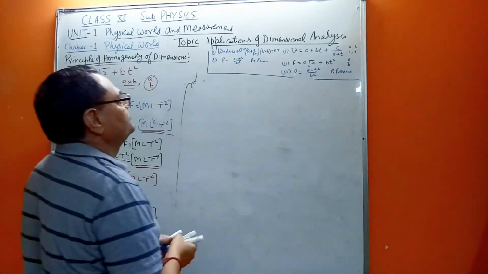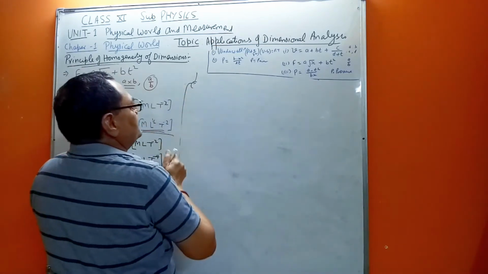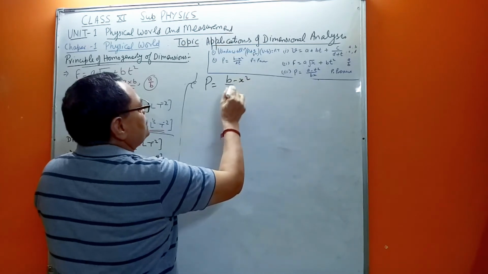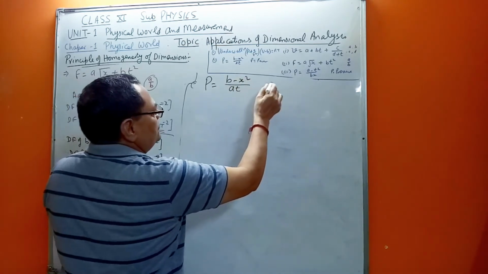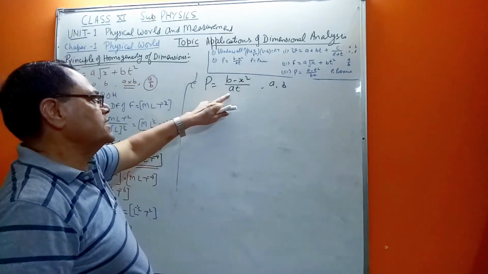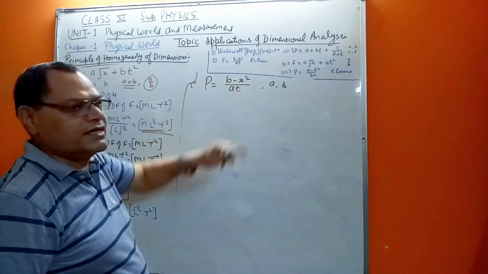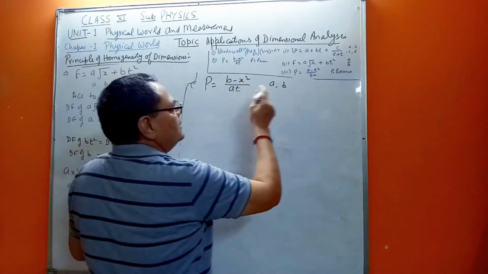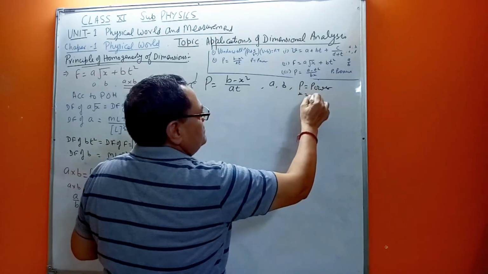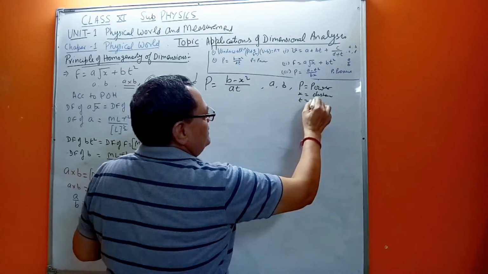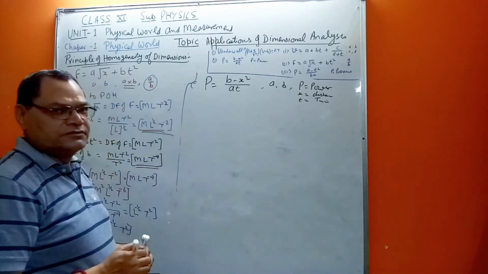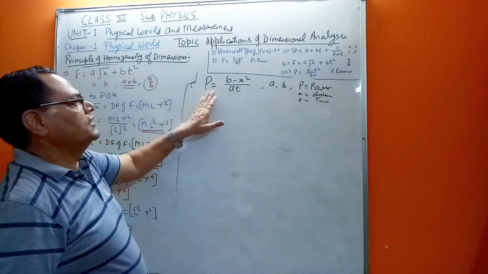Very important. Now we have one expression, like power P is equal to B minus X square upon AT. So again we need to find the dimensions of constants A and B. P is the power, X is the distance and T is the time. It's mentioned here clearly. That is P means power, X means distance, T means time. Okay, so how will you start? Just tell me.